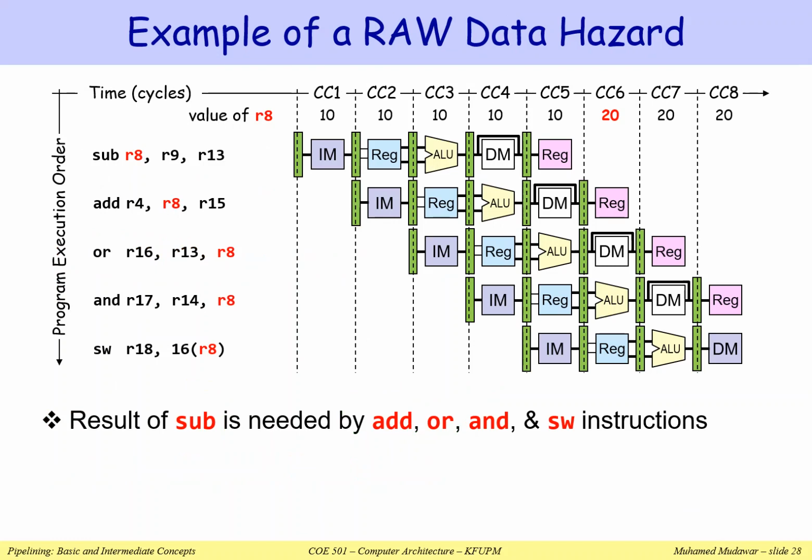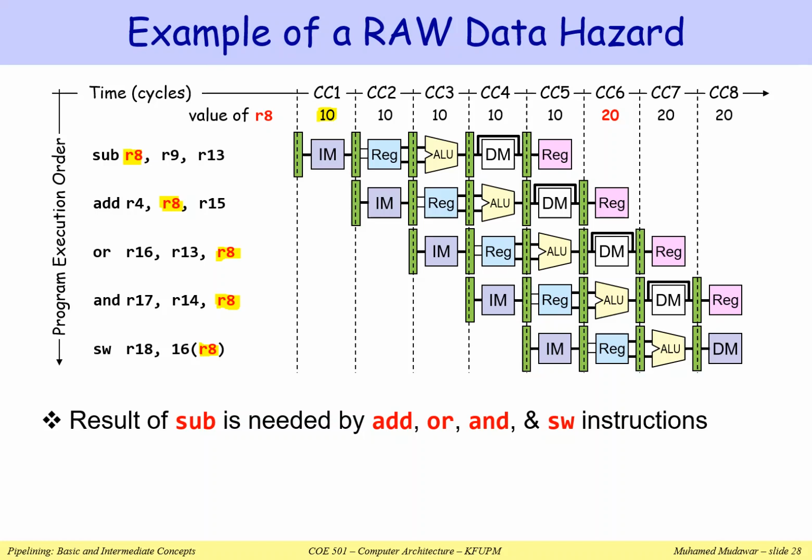Here's an example of a read after write data hazard. In this example, there are 5 instructions. You can see that the subtract instruction is writing register R8. So the result is written in register R8. Notice that the next 4 instructions that appear after subtract, all of them want to read register R8. So all of them depend on the result of register R8. Now, for simplicity in this example, I'm going to assume that the old value of register R8 is 10.